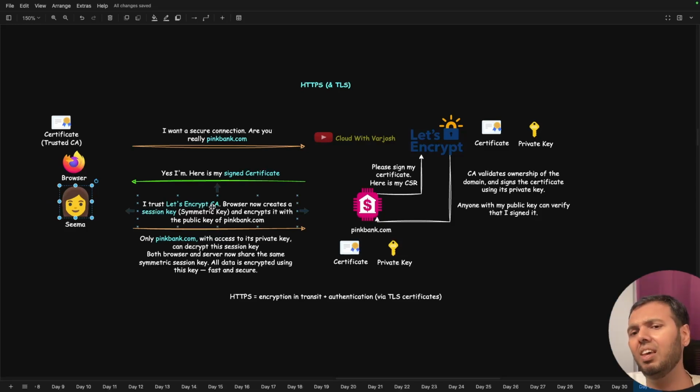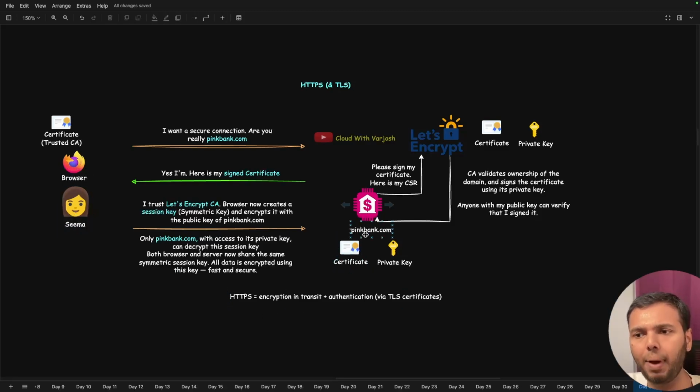And why does she say I trust Let's Encrypt CA? Because Let's Encrypt is the CA that signed pinkbank.com's certificate. So Seema says, let's proceed with this connection. So what happens is, the browser now creates a session key and encrypts it with the public key of pinkbank.com. But Varun, how does the browser have the public key of pinkbank.com?